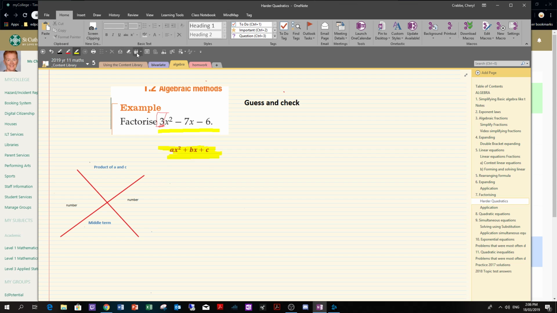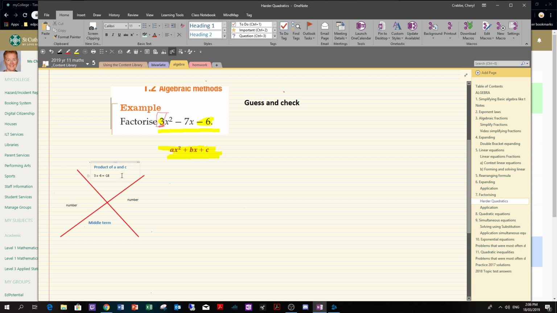So this is what I do. I draw an x, and on the top part of the x I want to figure out what the product of a and c is. I take a, which in this case is 3, and c, and I take the sign in front and make sure that I include it. So I have 3 times -6, which is -18.